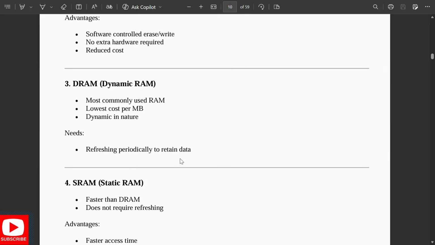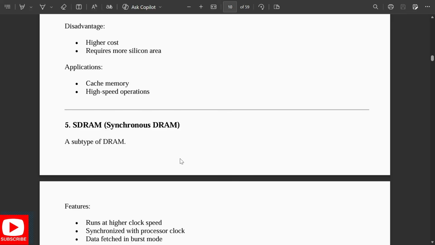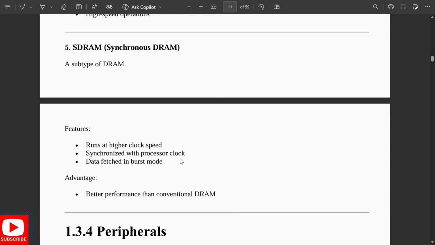Next is RAM, that is dynamic RAM. It is commonly used as RAM, has the lowest cost per MB, and is dynamic in nature, refreshing periodically to retain the data. SRAM is static RAM. It is faster than DRAM and does not require refreshing, with faster access time and higher cost. And next is SDRAM, that is synchronous DRAM. It runs at a high clock speed, synchronized with the processor clock, and data is fetched in burst mode.